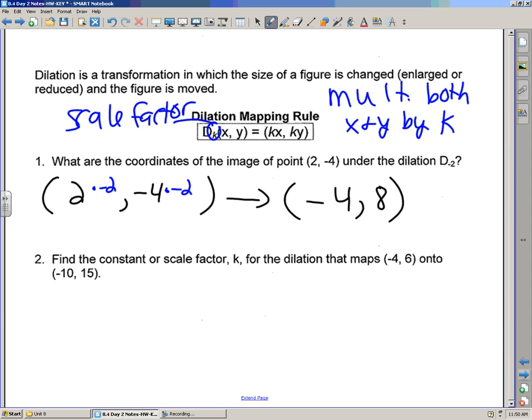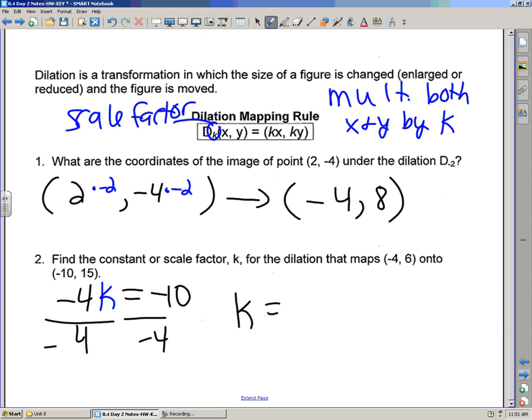This one says find the constant scale factor that maps -4, 6 onto -10, 15. Well, basically you're saying to yourself, if I multiply -4 by some scale factor and I end up at -10, what's my scale factor? Divide both sides by -4, and the k, if you simplify it, becomes 5/2. If you want to make that 2.5, so be it.